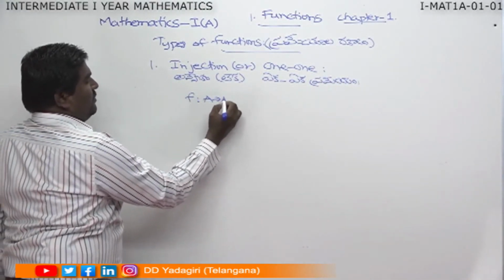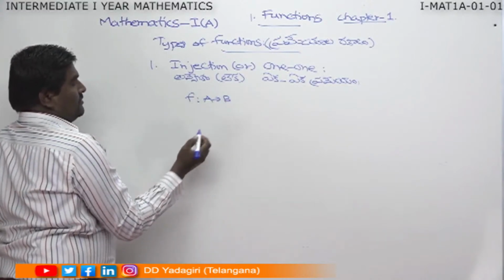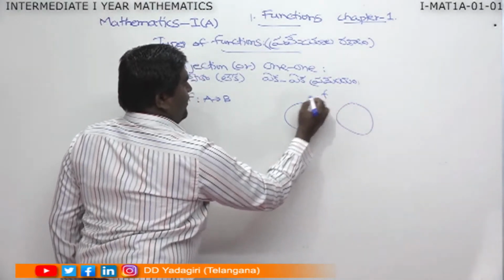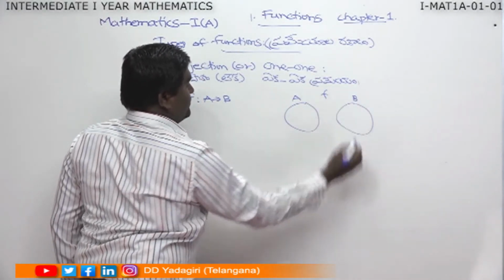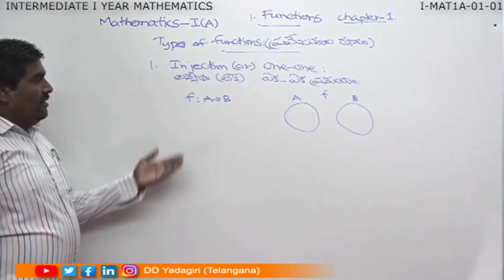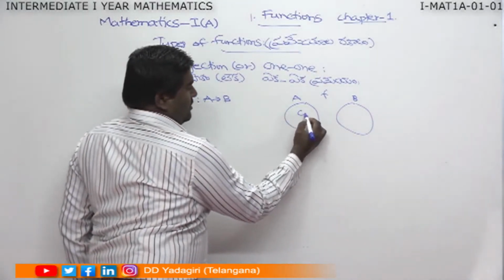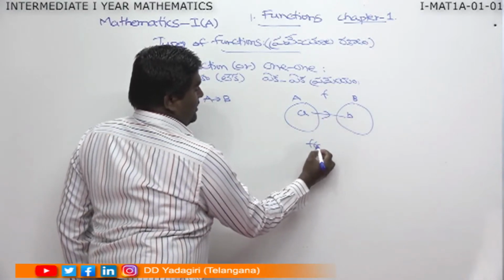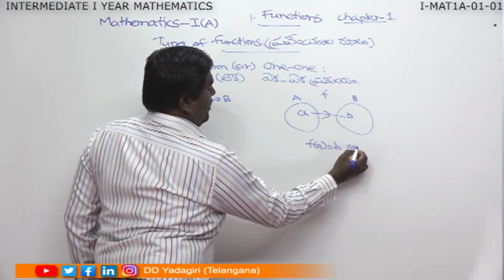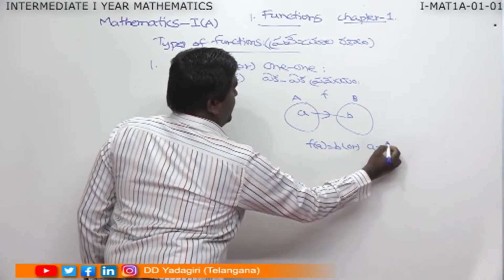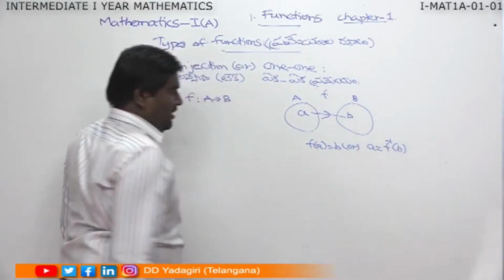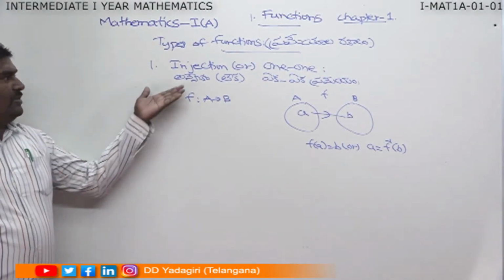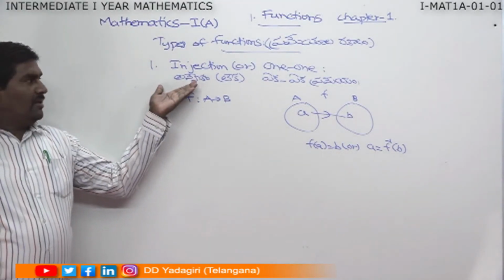f is a function from A to B. It is the function f from A to B. In this, we may take small a here, small b here. It is f of a is equal to b, or a is equal to f inverse of b, is known as a function from A to B. Now, what about the injection?